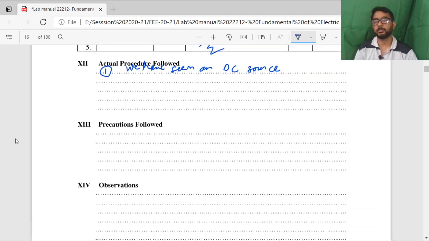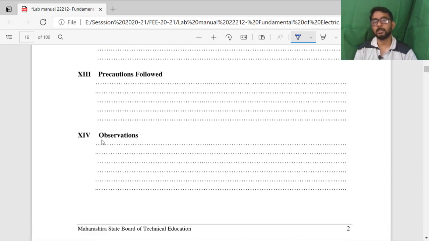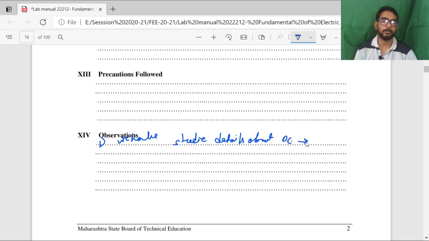Then precautions followed while working with these equipments. What precautions should be followed will be written here. Observations: how will we write the observation? We have studied the details about the DC source, and those details will be written here.